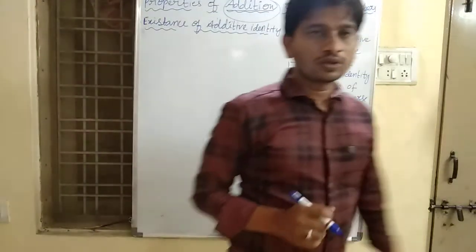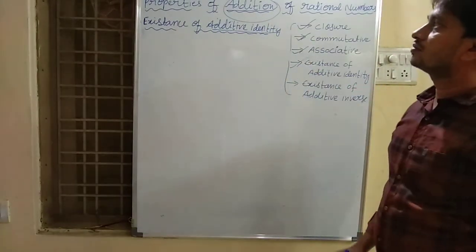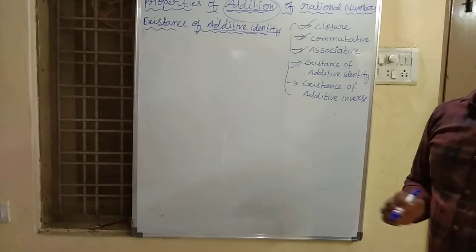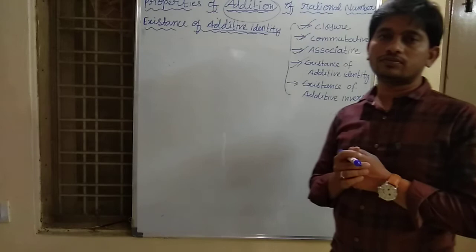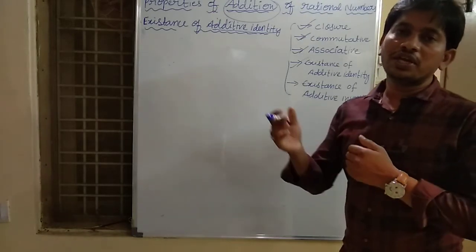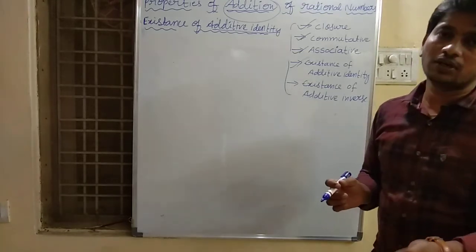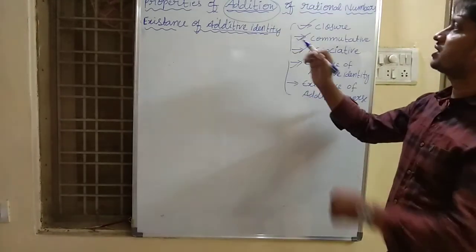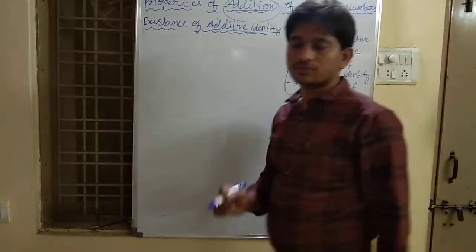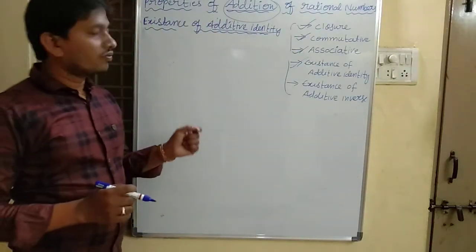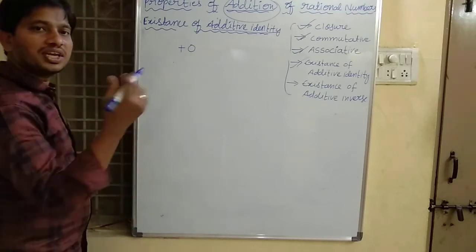See, additive identity: when we add 0 to any rational number, or any rational number to 0, then the rational number remains same. What is additive identity? When we add 0 to any rational number.